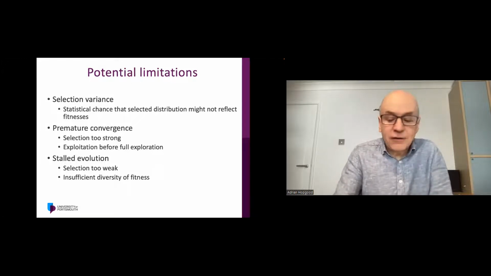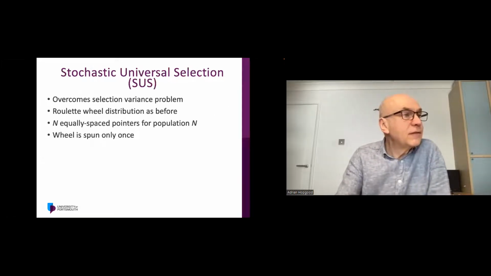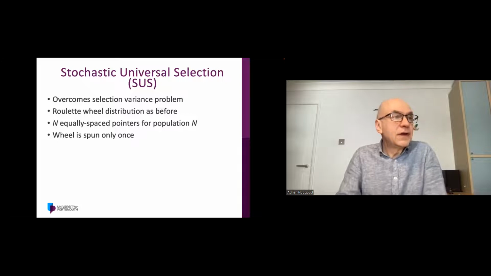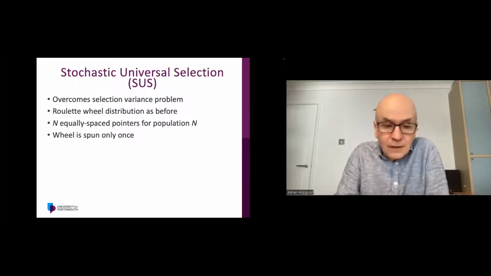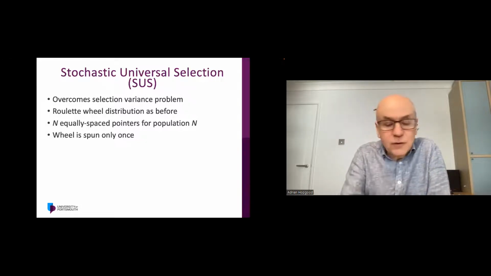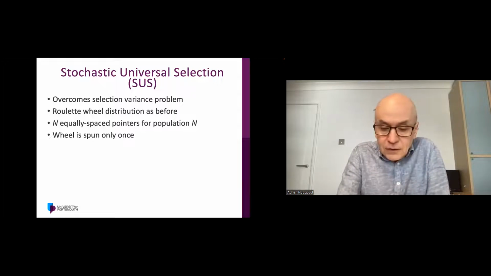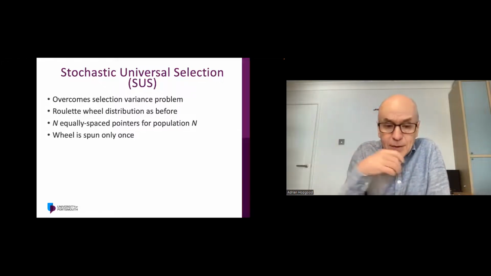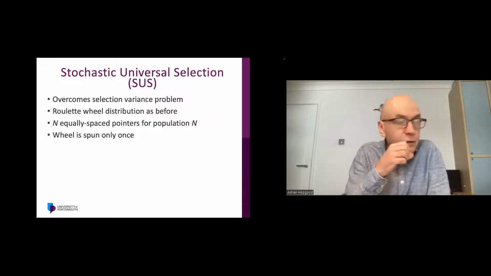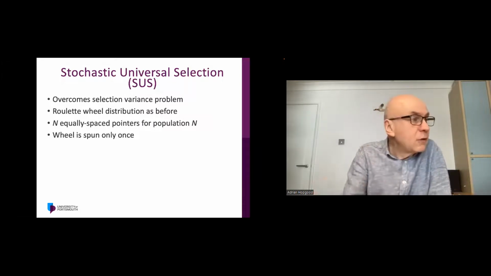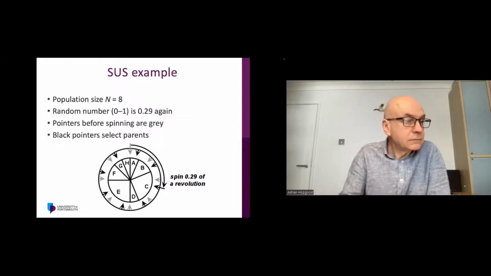So to overcome the first of those limitations, selection variance, we have an alternative, which is called stochastic universal selection. And it's a variation on the roulette wheel principle. You divide up this space on the roulette wheel exactly the same way as before, but now there are multiple pointers that you spin only once.